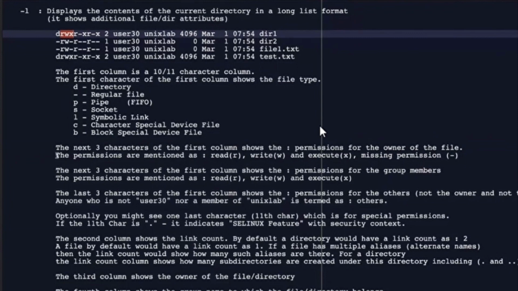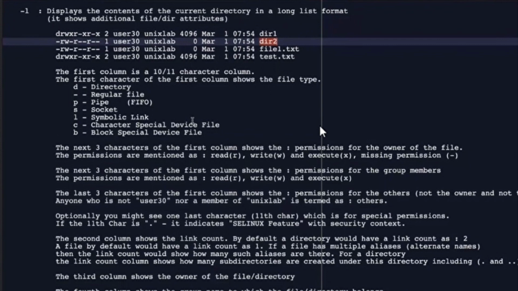The permissions are mentioned in a form: read as R, write as W, and execute as X in the same order, and a missing permission is denoted as a hyphen. So somebody says, what do you mean by this? I said, this means the owner of this dir1 has read, write, and execute permissions on this directory. When I look at a file named dir2, the owner has read, the owner has write, but the owner does not have an execute permission on this regular file.